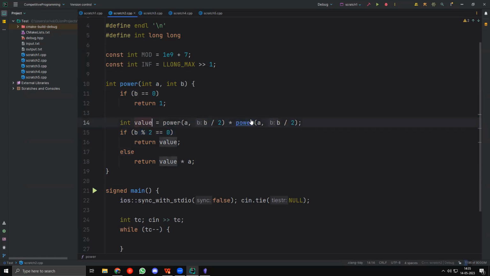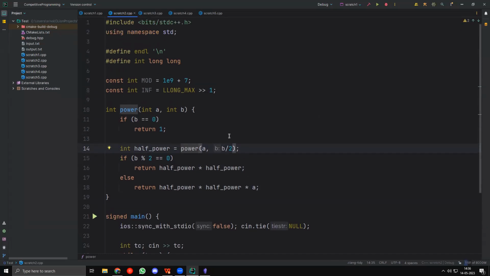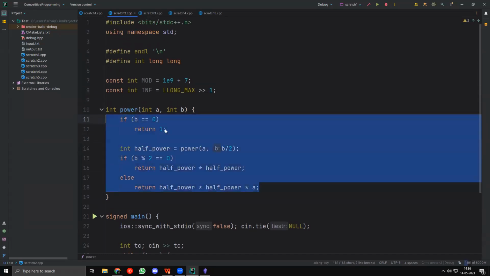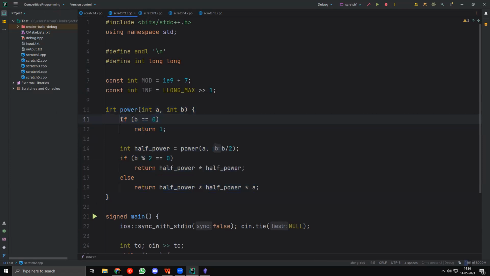Oh, can you show the correct code? Yes, I will show the correct code. This is the correct code. You can see that this is extremely simple. You just take, if b equal to 0, return 1. Always put this at the top, by the way. You should always put this at the top.